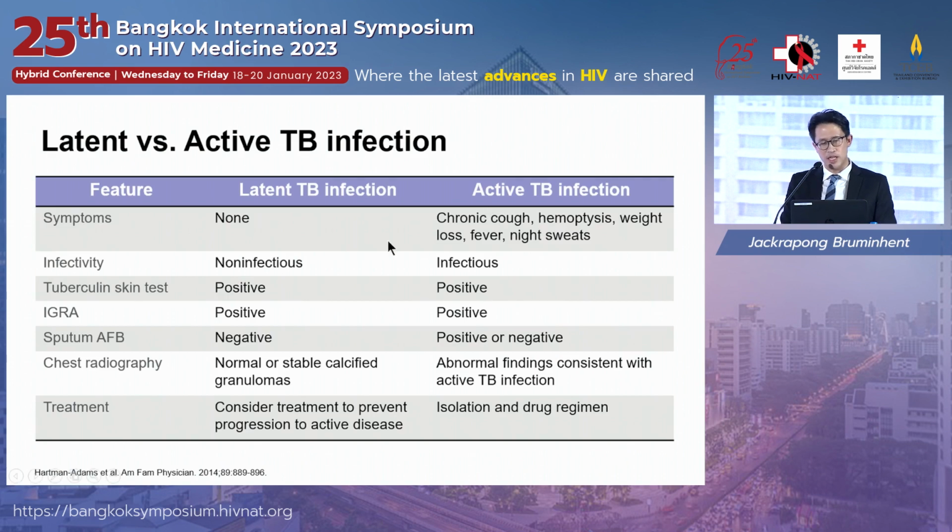Dr. Thana already mentioned the difference between latent and active TB infection, but what I want to focus on is that the IGRA test and the tuberculin skin test will be positive for both conditions. In the past, we tried to use symptoms to differentiate these two conditions, but as you know, TB in HIV is usually atypical. They usually don't come with just a chronic cough or hemoptysis. They usually come with prolonged fever and extrapulmonary manifestations. So the symptoms are a little bit challenging for telling whether your patient has latent or active TB.